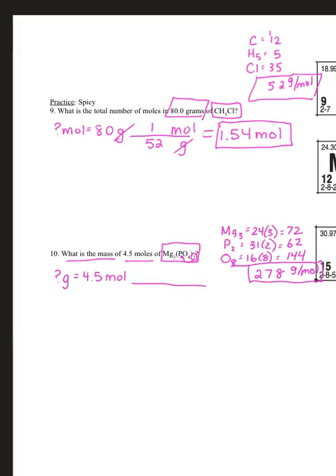Now we can go ahead and put that in. I need moles to cancel moles, so I put it on the bottom. And I put grams, the unit I'm looking for, on top. And I know that I have 278 grams for every 1 mole. And now I'll calculate. 4.5 times 278 gives me a total of 1,251, and the unit is grams. Okay.